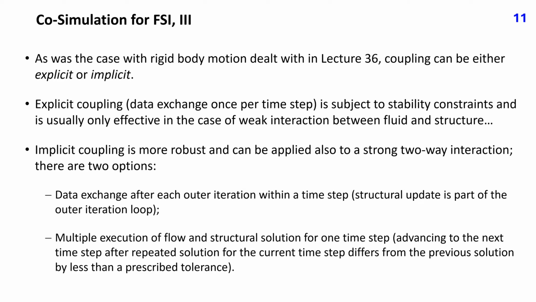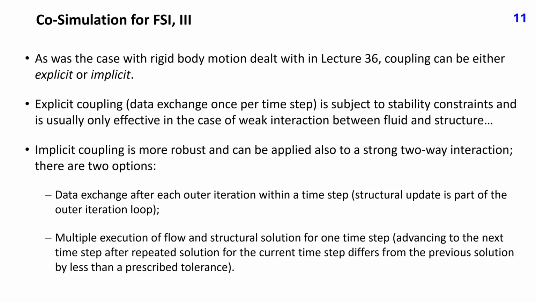As was the case with rigid body motion dealt with in lecture 36, coupling can be either explicit or implicit. Explicit coupling, that is, data exchange once per time step, is subject to stability constraints and is usually only effective in the case of weak interaction between fluid and structure. Implicit coupling is more robust and can be applied also to strong two-way interaction.